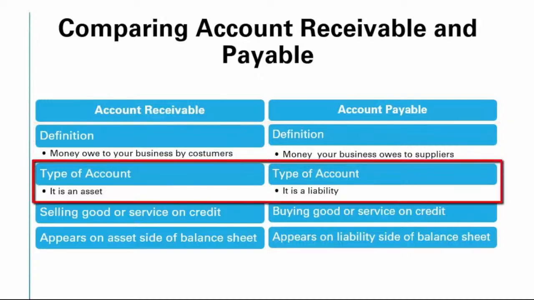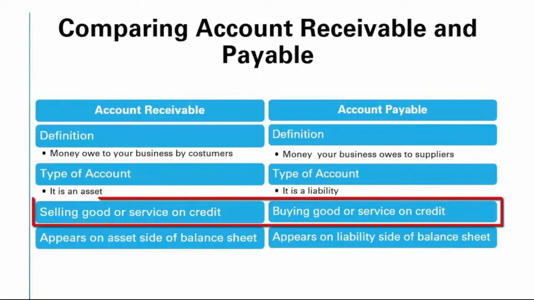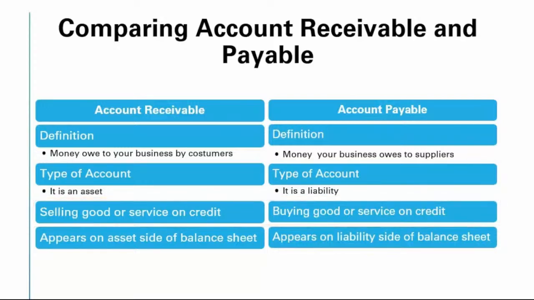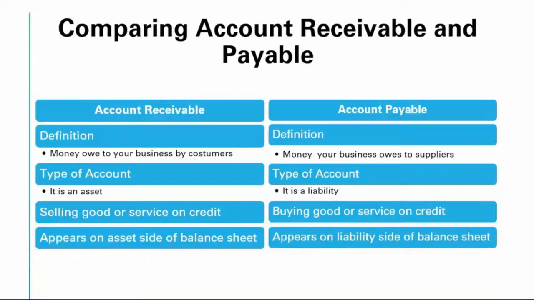Type of account. Accounts receivable is an asset because it's money you expect to receive. Accounts payable is a liability because it's money you're obligated to pay. Examples. Selling goods on credit creates accounts receivable. Buying goods on credit creates accounts payable. Where they appear. Accounts receivable shows up on the assets side of the balance sheet, while accounts payable appears on the liabilities side.